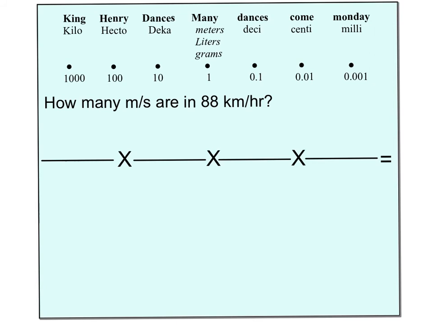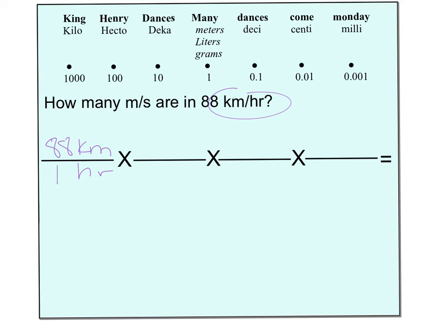All right, so here's another double-decker example. For this one, we want to know how many meters per second are in 88 kilometers per hour. First things first, take the number I gave you and put it over 1. So I'm going to do 88 kilometers per hour, kilometers on the top, hours on the bottom.